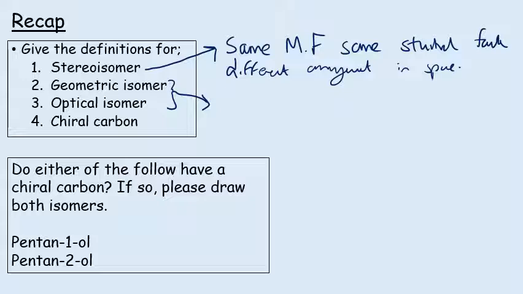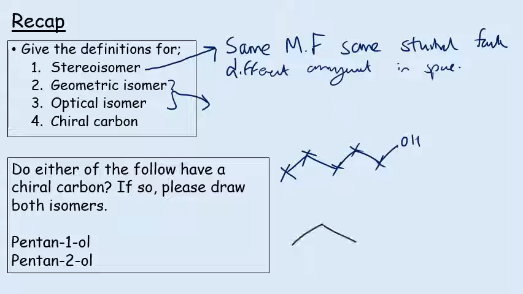Do either of these two have a chiral carbon? Well, let's construct pentan-1-ol. Pentan-1-ol, there we go. 1, 2, 3, 4, 5, pentan-1-ol. Well, that's a CH3, that's a CH2, that's a CH2, that's a CH2, and that's a CH2. So none of those carbons are chiral.